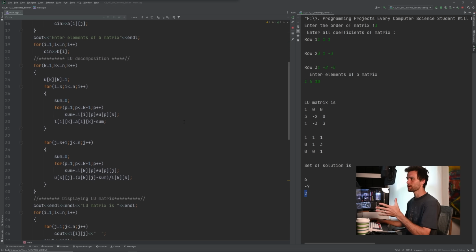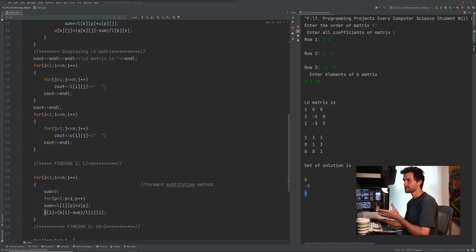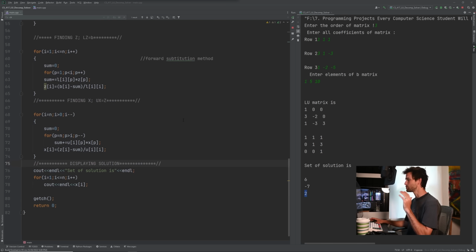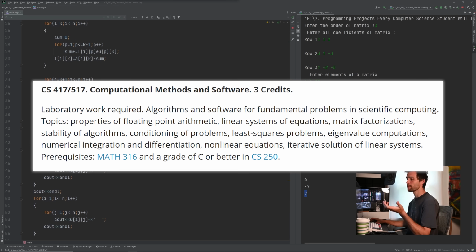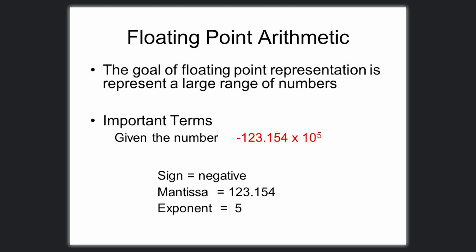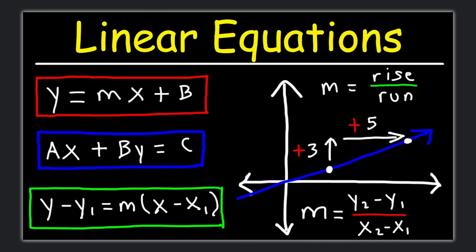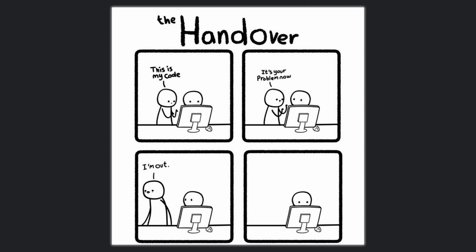One course in my school being computational methods and software. This is one of the programs we wrote in this, which is LUDComp, which stands for lower upper decomposition in linear algebra, and this is to solve for those matrices. The entire idea of the course is algorithms and software for fundamental problems in scientific computing. So your topics include properties of floating point arithmetic, linear systems of equations, matrix factorization, stability of algorithms, conditioning of problems, least square problems, and a lot more.